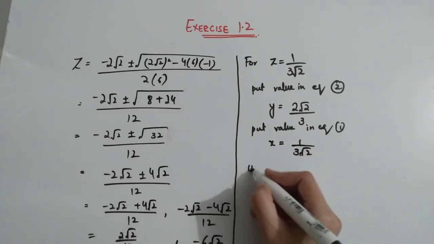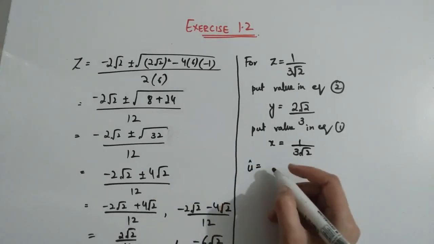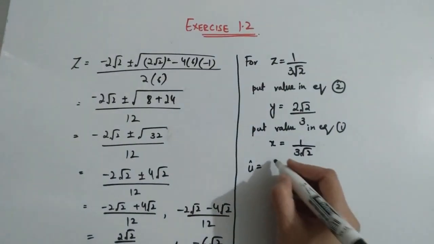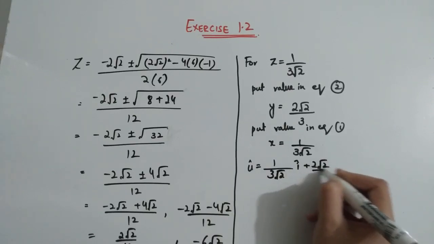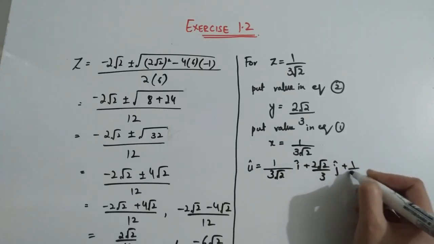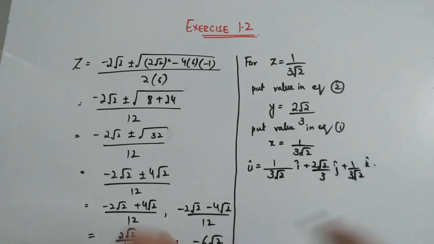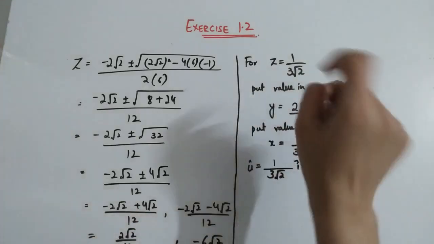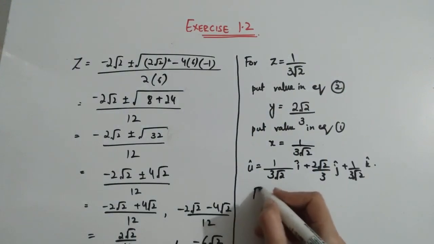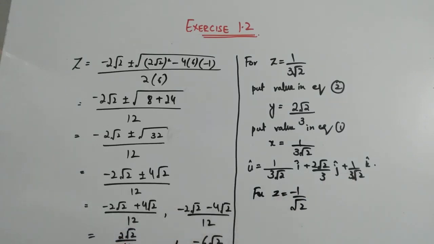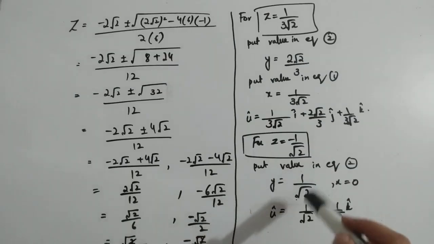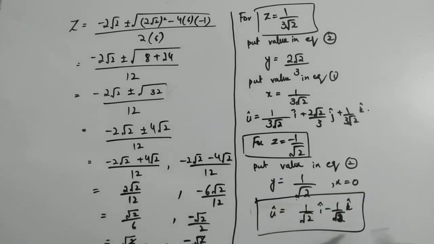Now the u vector was xi plus yj plus zk. Now putting values in that vector, you will get 1 over 3 square root 2 i plus 2 square root 2 over 3 j plus 1 over 3 square root 2 k. This is the vector for the value of z as 1 over 3 square root 2. Now for the value of z equal to minus 1 over square root 2, you can find the value of y and x as y will be 1 over square root 2 and x will be 0. So the unit vector will be 1 over square root 2 i minus 1 over square root 2 k. This was question number 3.